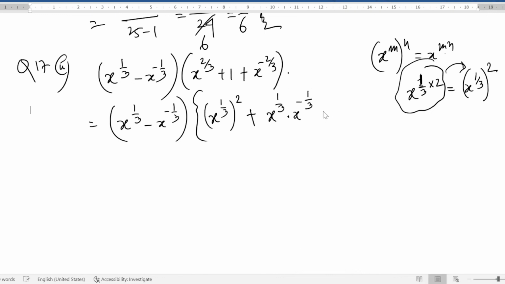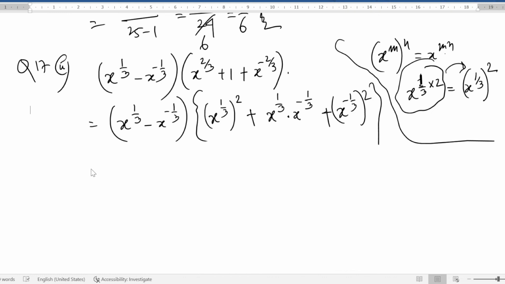After that, see, x to the power minus 2 by 3. Am I able to write it in this way? X to the power minus 1 by 3 whole square. Okay, that is giving you minus 2 by 3 only, because minus 1 by 3 multiplied by this 2 giving you minus 2 by 3. So what formula is this? A minus b into a square plus ab plus b square. Yes, that is the formula of a cube minus b cube. Okay, so a cube minus b cube.